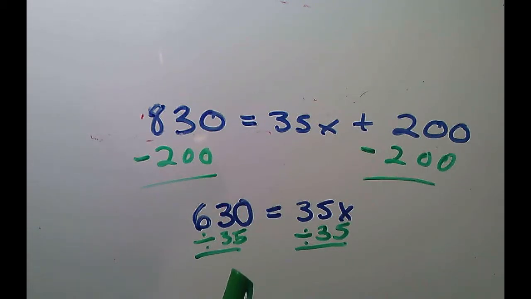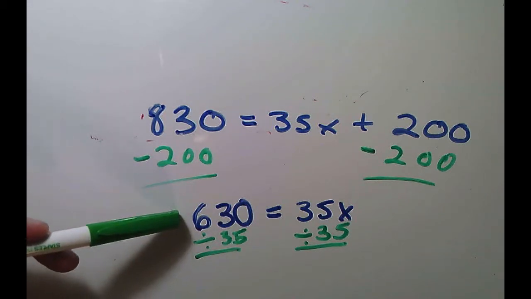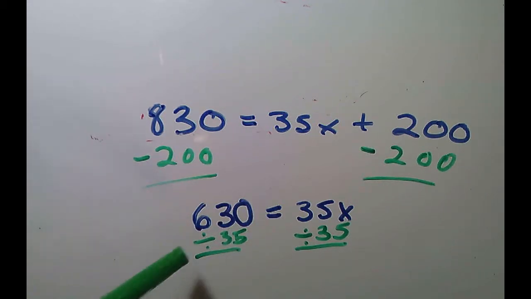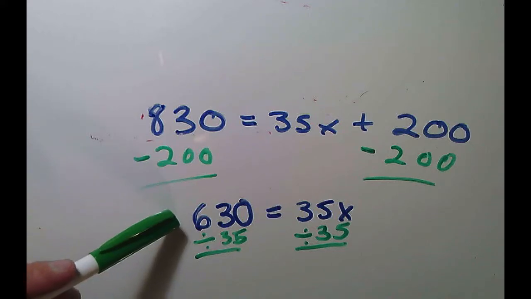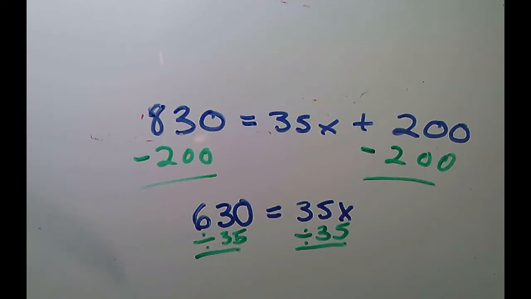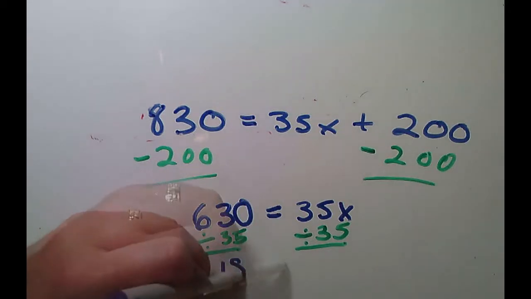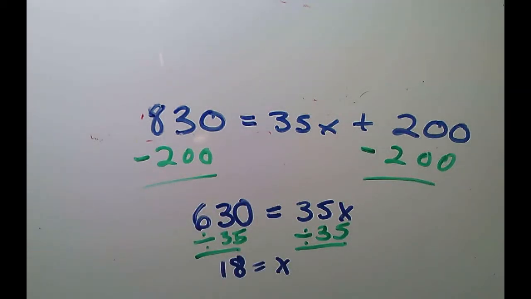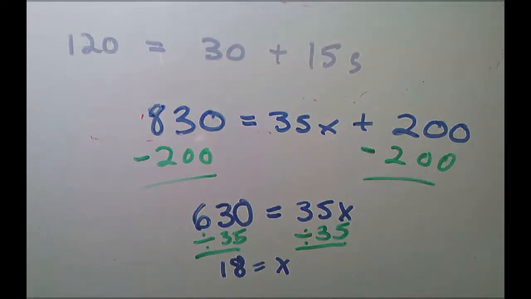I know that 2 35s makes 70. 10 times as much of that is 700. So 35 will go into 720 times, but 630 is 70 less, so that's going to give us 18, because 18 is 2 less than 20. So I know that 18 students are on the trip.